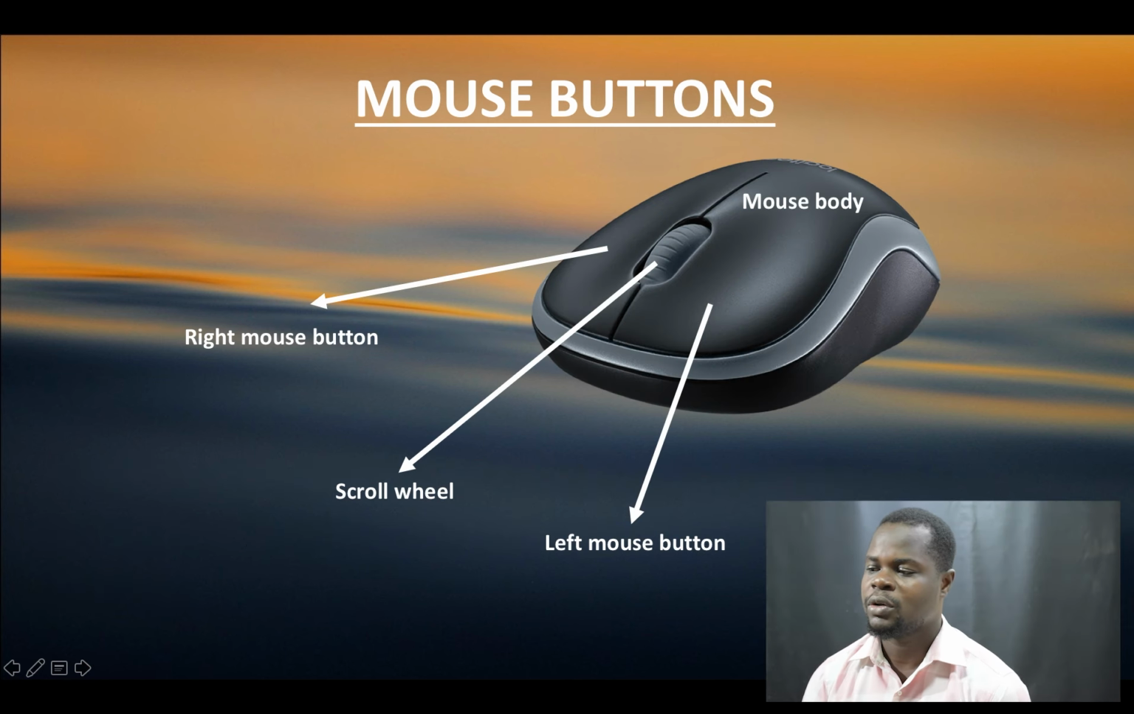What else? Now there is a very nice mouse on the screen as well, and we want to talk about the mouse buttons. If there is a mouse, there should be some parts of that mouse. We have the right mouse button, the scroll wheel, the left mouse button, and then the mouse body itself. So we can memorize these things: right mouse button, scroll wheel, left mouse button, mouse body. We can put these in our mind so that we get to know the mouse buttons that we have.